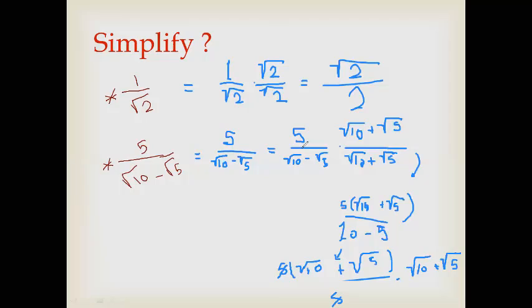Now, 5 times root 10 plus root 5 in the numerator. In the denominator, root 10 times root 10 is only 10, negative times positive is negative, and root 5 times root 5 is only 5. Now you have 5 in the numerator and 5 in the denominator, since 10 minus 5 is 5, so you can cancel it. The rest will be root 10 plus root 5. Easy, Ahmed?